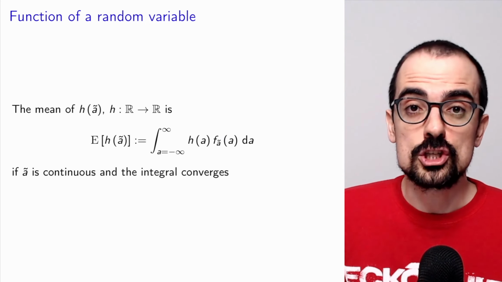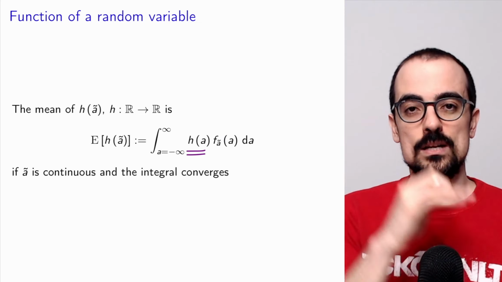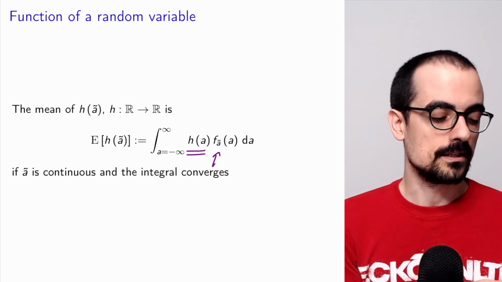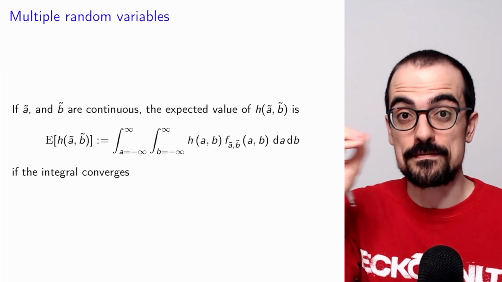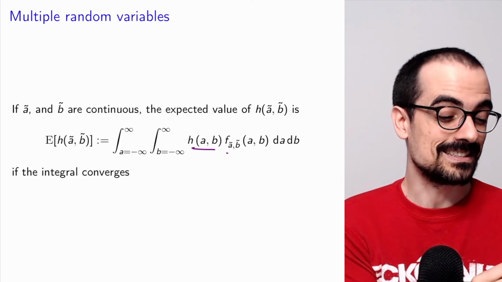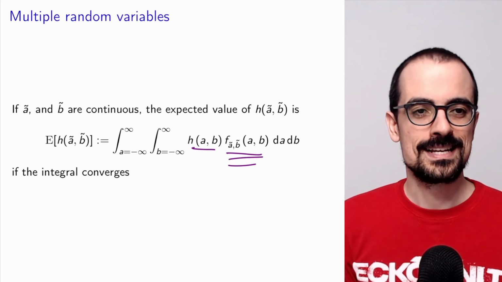If we have a function of a continuous random variable, perhaps not surprisingly, we take all the possible values of the variable, we plug them into the function, and then we integrate weighted by the density. And here you will not be surprised at all. If we have several random variables, what are we going to do? And we have a function of those random variables. We take the function and we integrate it against the joint density of the random variables of interest.